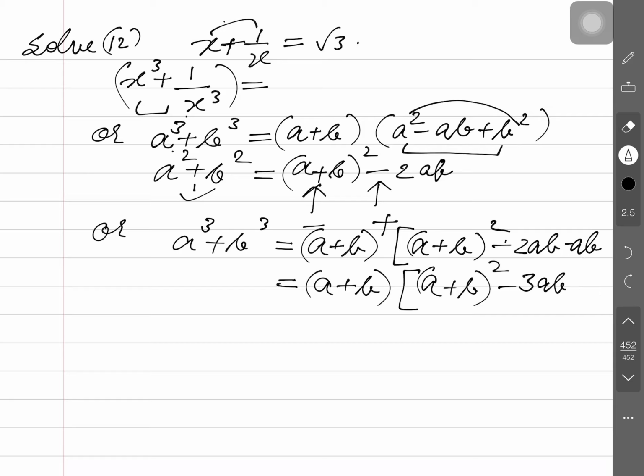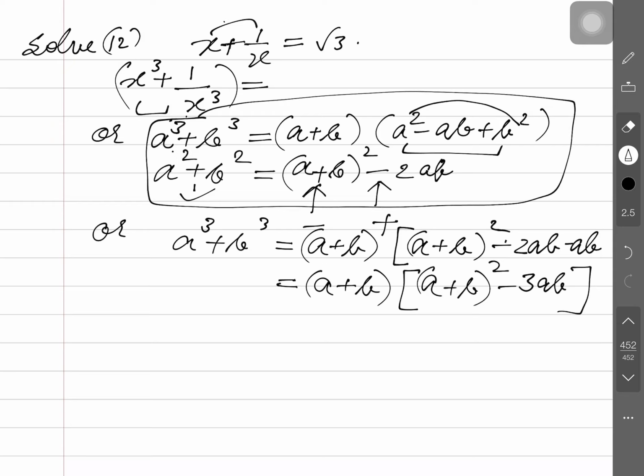Next time you do not have to solve the expression directly in this manner. You don't have to write this term down here. However, I explained it here, but next time you will not write this.